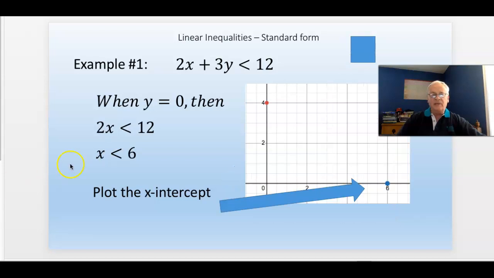Next thing you do is set y equal to 0. When y is 0, you cover up the 3y. Just cover it up like that. So now this is just 2x is less than 12. We'll divide both sides by 2. x is less than 6. Just come over here and mark where 6 is. Just think of it as equal to 6. Just mark the 6. So now we have our 2 points.